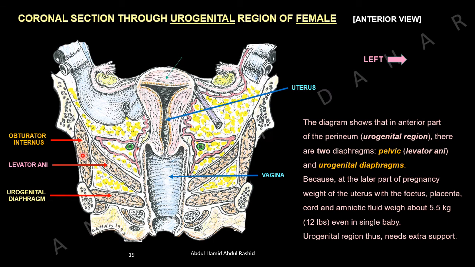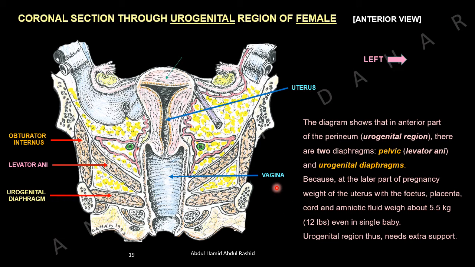Laterally, this is obturator internus muscles. This is levator ani muscles forming part of the pelvic diaphragm and urogenital diaphragm. So the diagram shows that in anterior part of the perineum, urogenital region, there are two diaphragms, pelvic diaphragm formed by levator ani and urogenital diaphragm. This is pelvic diaphragm and this is urogenital diaphragm.